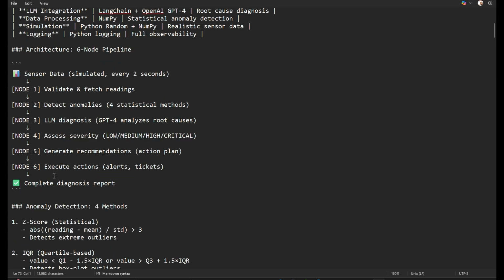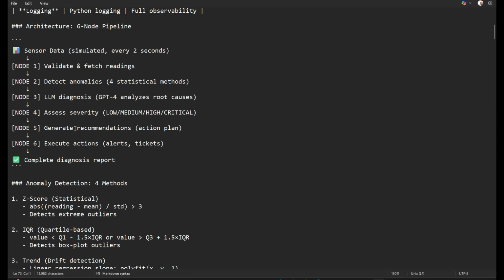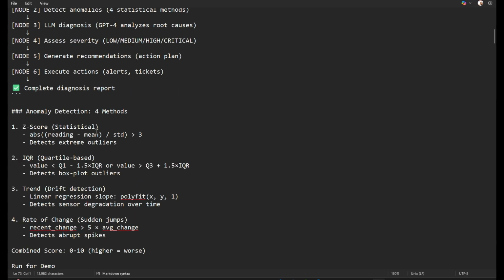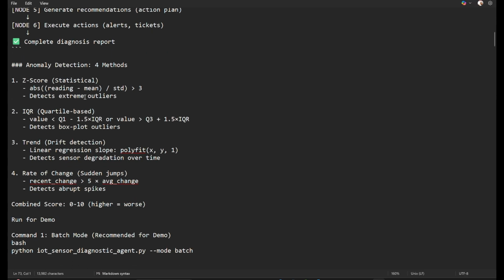The six-node pipeline I am using is: node 1, validate and fetch readings; then detect anomalies using four statistical methods; then LLM diagnosis and root cause finding using GPT-4, where I used the OpenAI API key; then assess severity, which is low, medium, high, or critical; then generate recommendations and an action plan based on that; and execute the actions like giving alerts and creating tickets for the users. And finally, we get the diagnostic report.